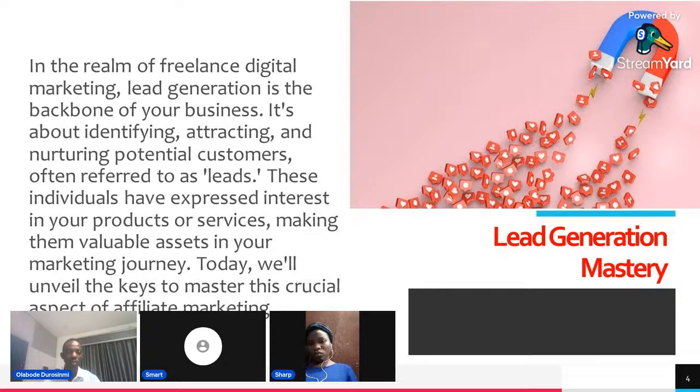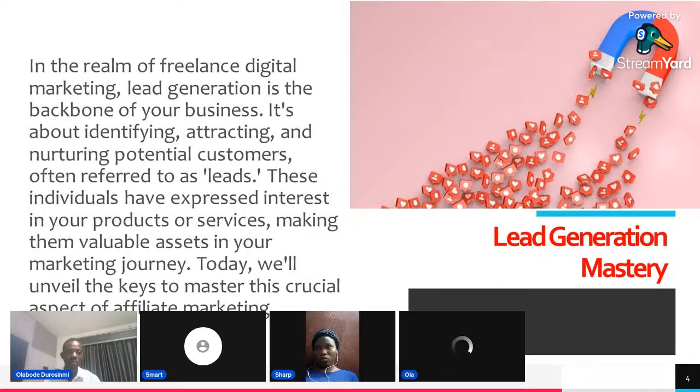Lead generation is about identifying, attracting, and nurturing potential customers. Now, these individuals would have expressed a certain degree of interest in your product. You understand? So by the time they have expressed interest in your product, it's easier for you to nurture them until you turn them into buyers, until they go ahead to patronize you. So this is one of the things we are talking about.